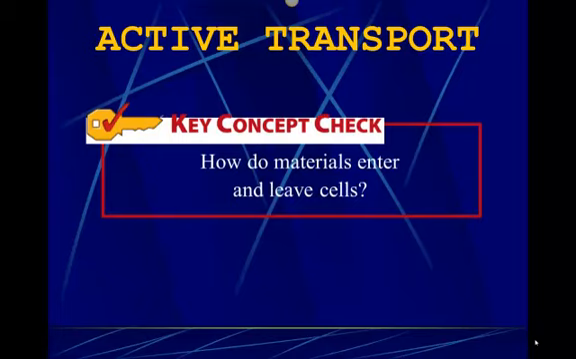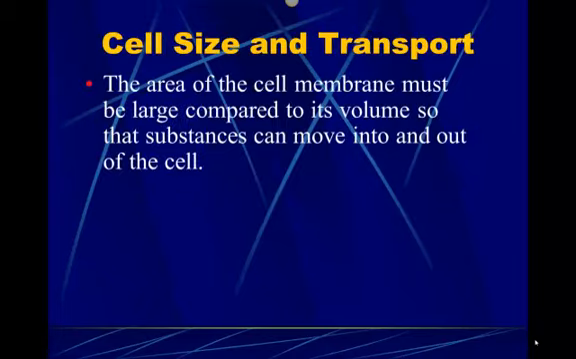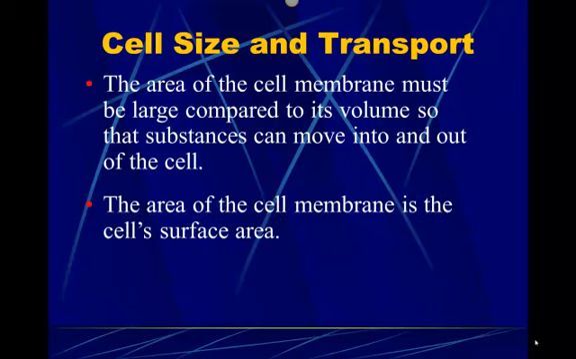So how do materials enter and leave cells? The area of the cell membrane must be large compared to its volume, so that substances can move in and out of the cell. Now we're going to look at the cell membrane, what we call surface area compared to the volume. The area of the cell membrane is the cell's surface area.